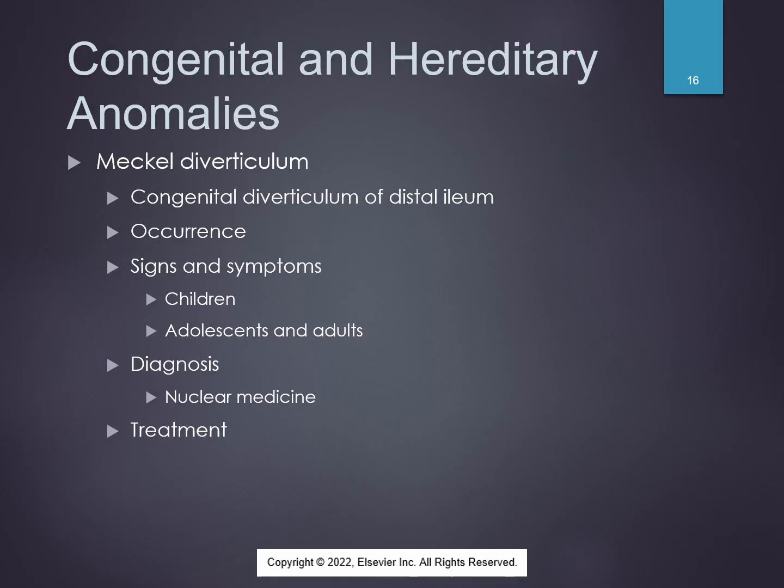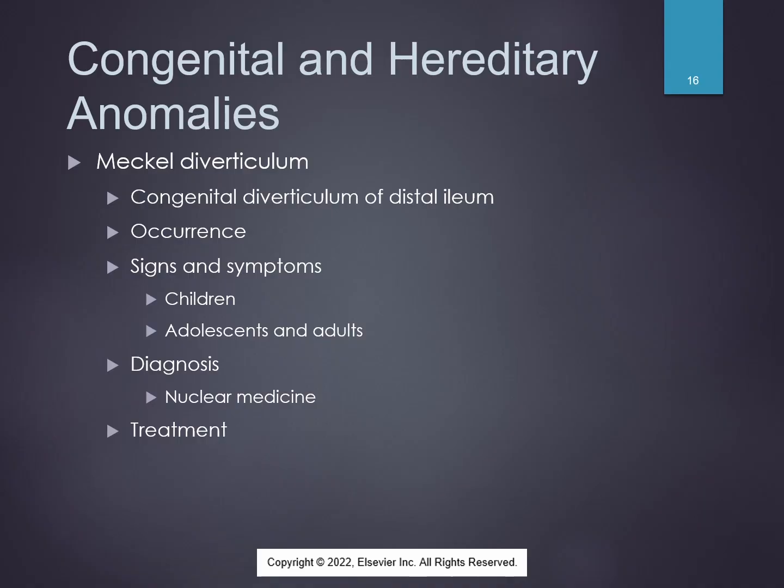This is another highlight star, just so you know. Meckel diverticulum is a congenital diverticulum of the distal ileum. It follows what clinicians call the rule of twos. It occurs in 2% of the population, is usually present before the age of 2 years old, and is located along the ileum within 2 feet of the ileocecal valve.